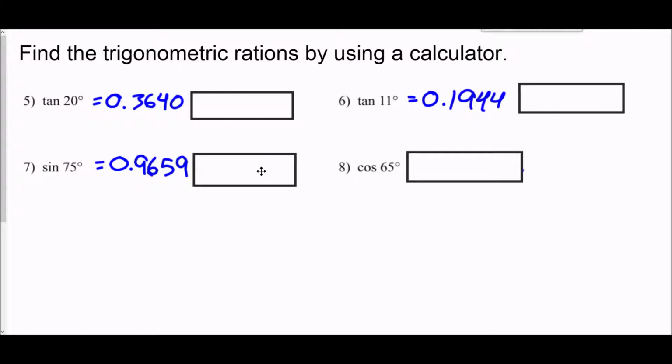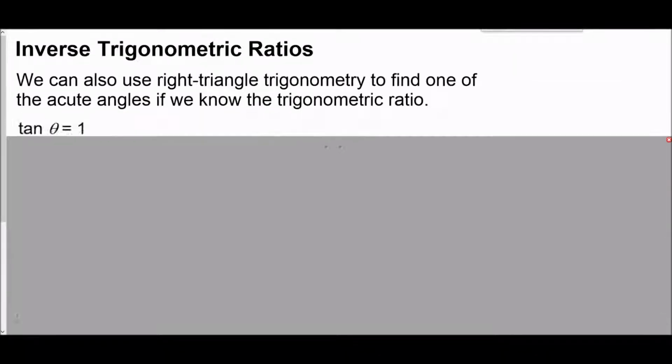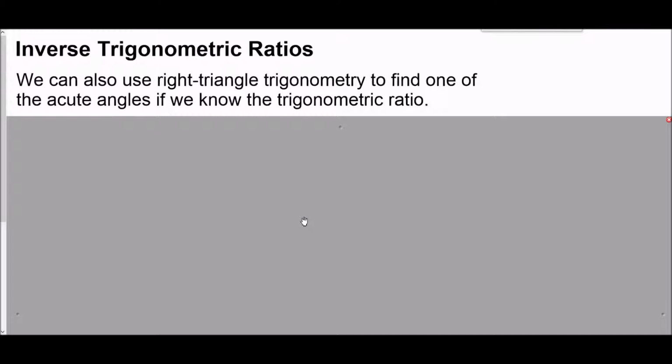The sine of 45 is 0.9654. The cosine of 65 is 0.4226. This is just purely in the calculator, so just spend the time to make sure you know how to use the calculator to find these answers. But now, this is really what I was leading up to.